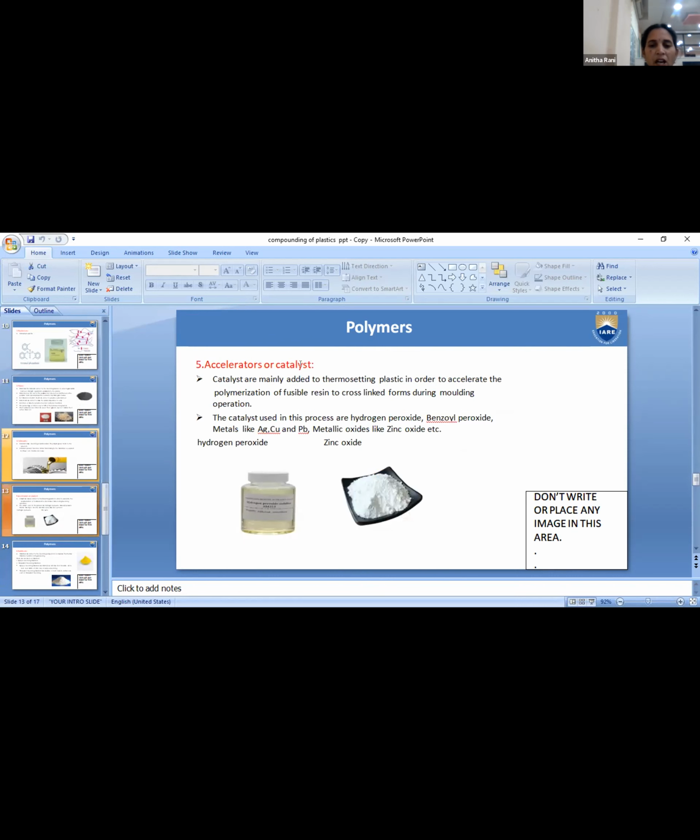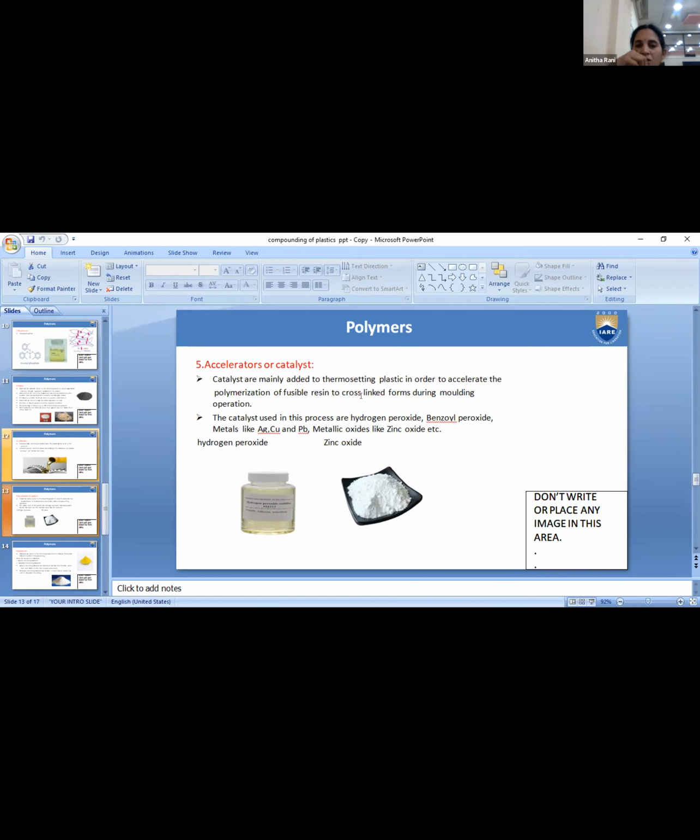So next one, we will add catalyst. Catalyst in polymer resin we are adding. Catalysts are mainly added to thermosetting plastics. Most of the time, we will take catalyst in thermosetting plastics. Why? In order to accelerate the polymerization of fusible resin to cross-linked form.